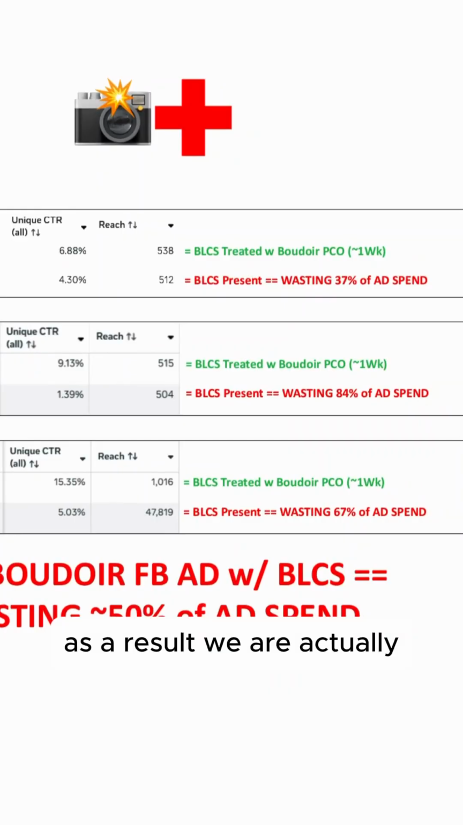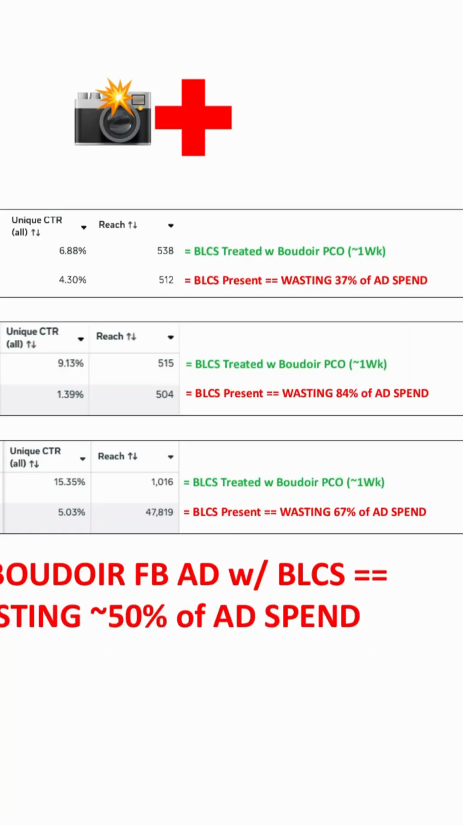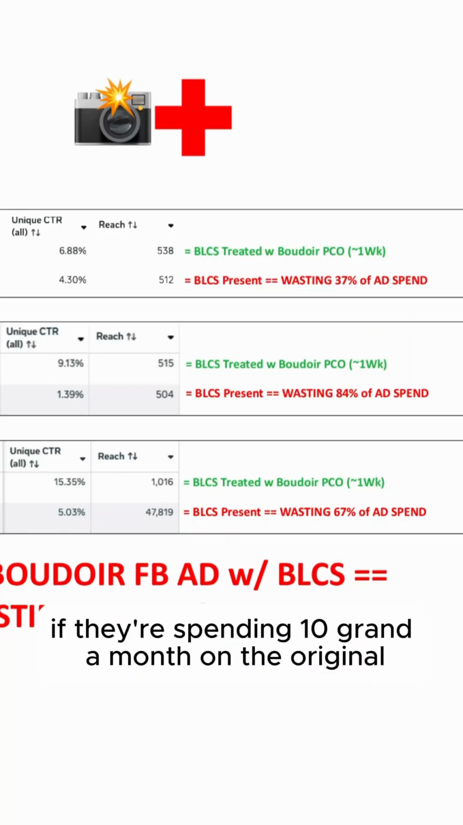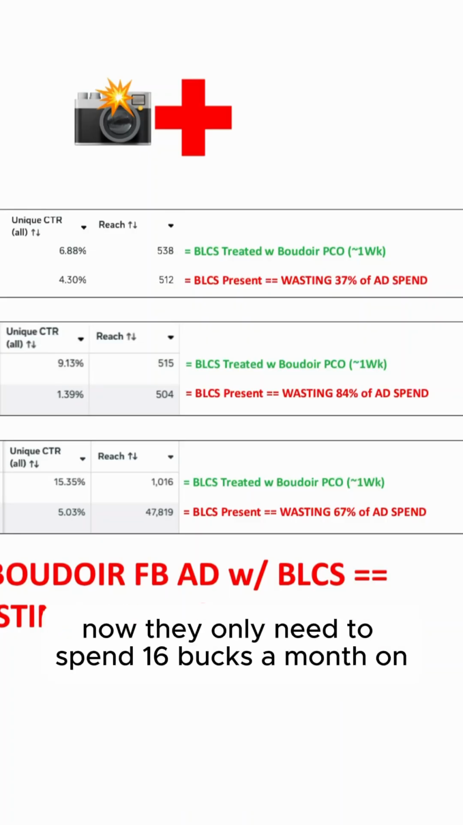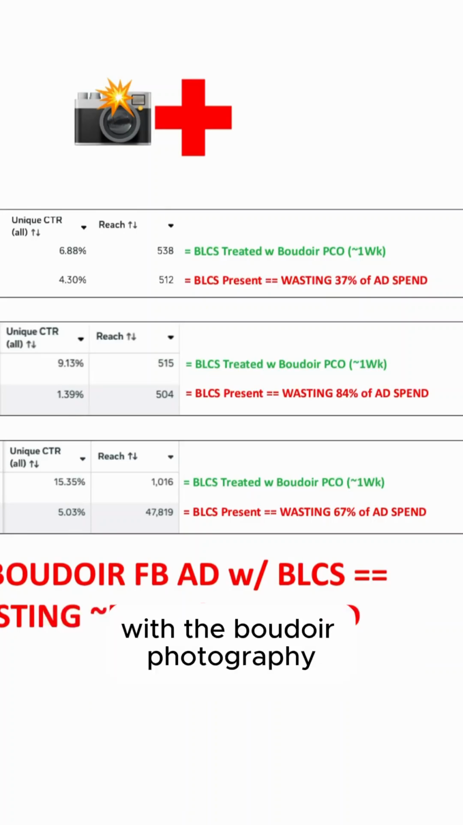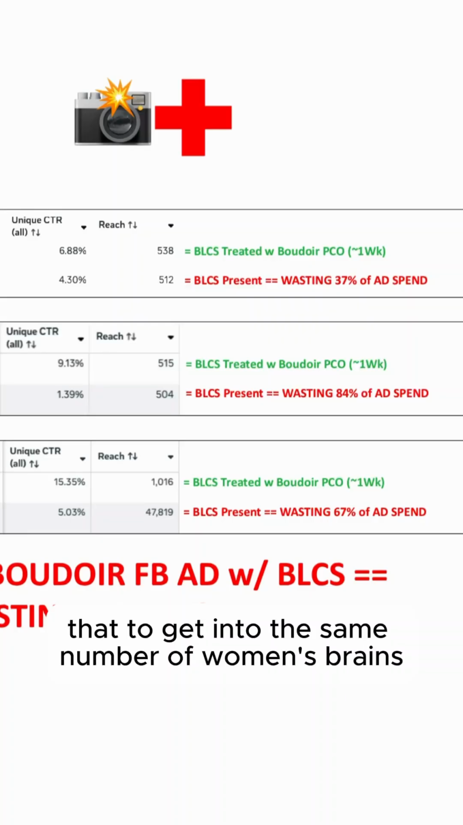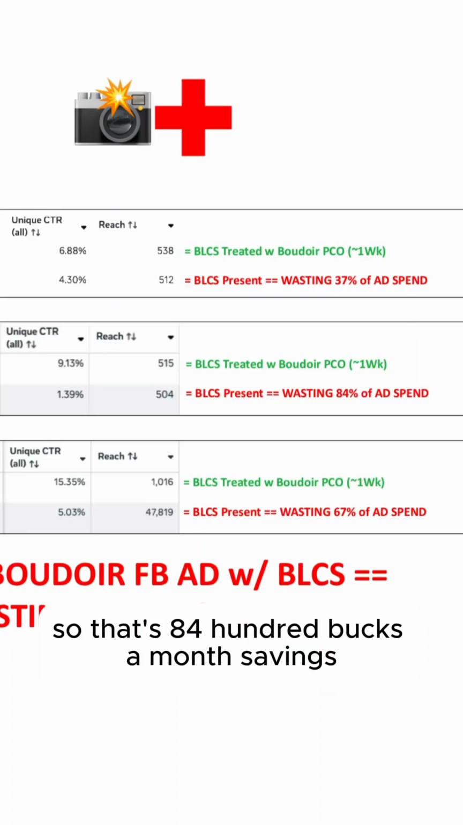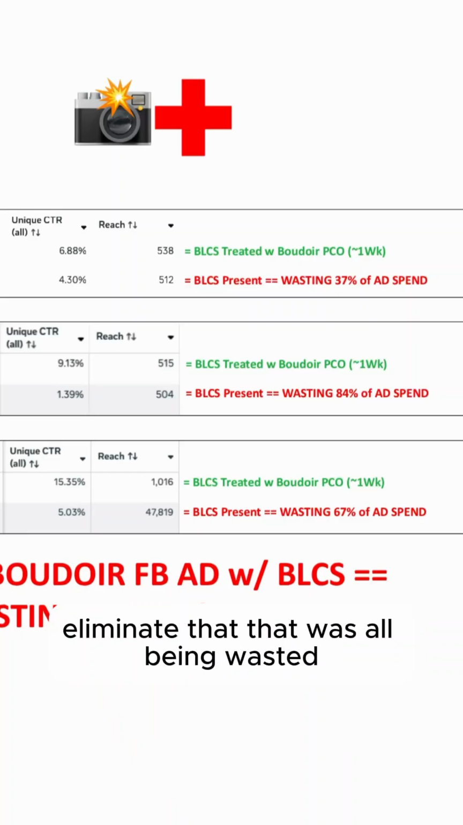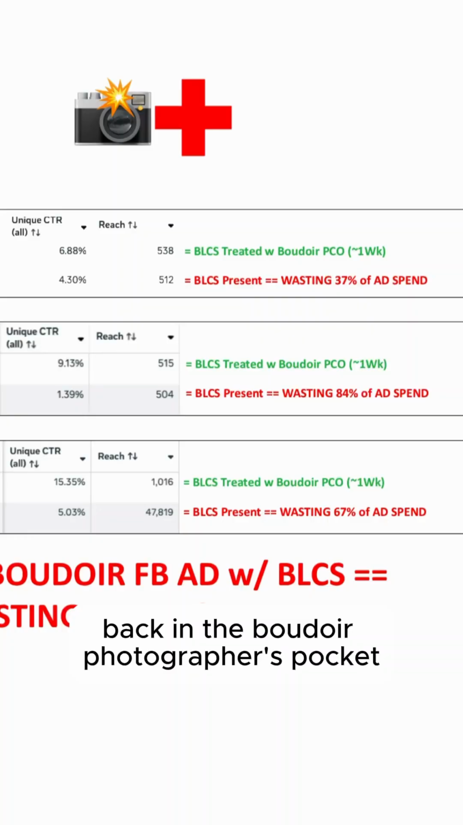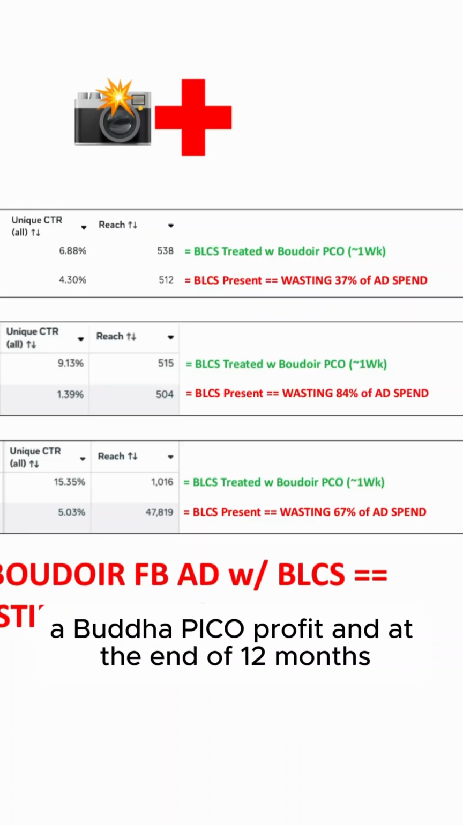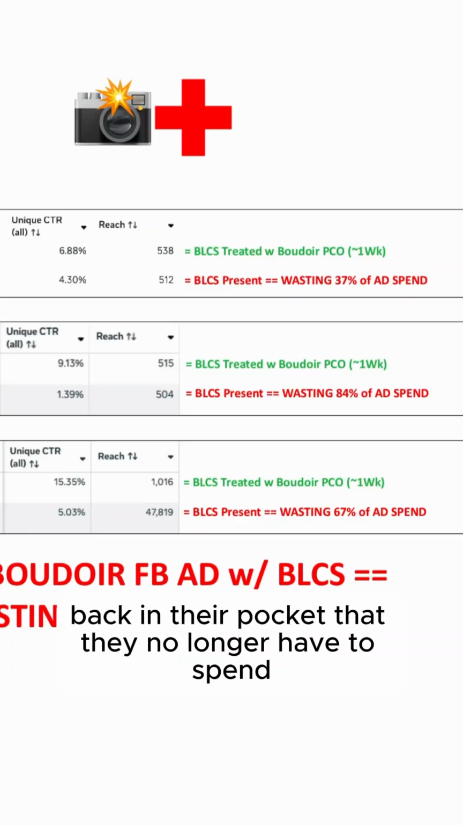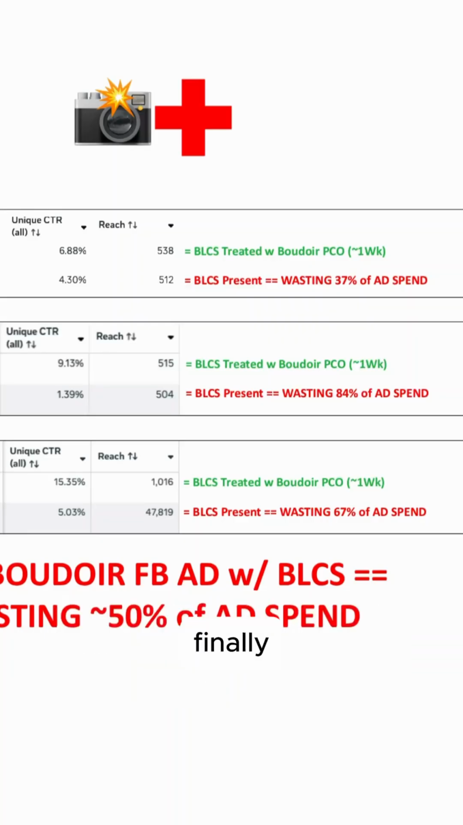That means that if they're spending 10 grand a month on the original Boudoir Facebook ad, now they only need to spend $1,600 a month with the Boudoir Pico treated ad to get into the same number of women's brains. So that's $8,400 a month savings. They no longer have to spend, eliminate that. That was all being wasted, back in the boudoir photographer's pocket every single month. And it was like a phantom profit, a Boudoir Pico profit. And at the end of 12 months, it's like a 100K bonus back in their pocket that they no longer have to spend.